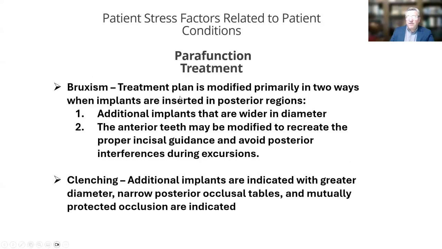What is the treatment? The treatment plan is modified primarily in two ways. When the implants are inserted in posterior regions, one, additional implants are wider in diameter because you're distributing those forces. And the anterior teeth may be modified to recreate the proper incisal guidance to avoid posterior interferences during excursion. So you're kind of protecting those teeth. So there is a way around it if it's prosthetically designed correctly. If you have a clencher, what do you do? Additional implants are indicated with greater diameter. A narrower occlusal table is recommended, and mutually protected occlusion is indicated as well.